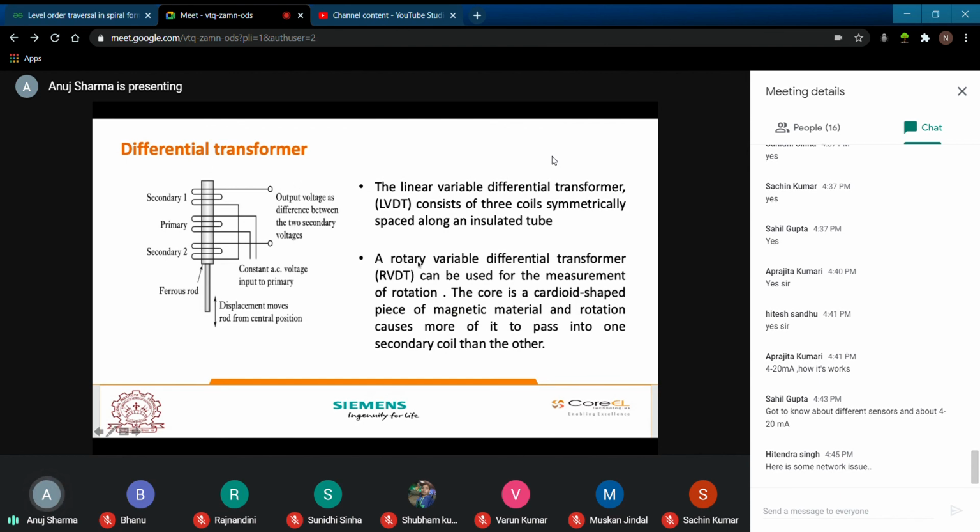RVDT also has a cardioid shape, or you can say the shape of a heart, and there is a reason why it is of a cardioid shape. Cardioid shape is the only kind of shape that can give you variation in every degree. When there is this particular degree, there will be a variation, and at this degree there will be a variation. That is the reason that we use a cardioid shaped piece of magnetic material.